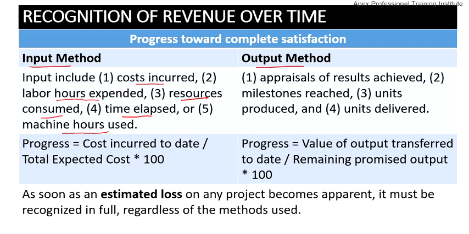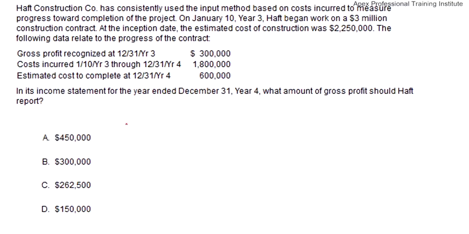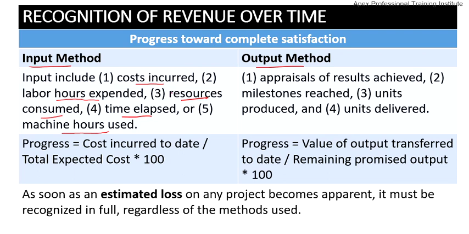So this is the formula we will use. Progress equals cost incurred to date divided by total expected cost. We will do one example of the practical application of this formula in a moment. In fact, this is a question and you will be able to understand. But for the time being, this is what we are going to use.